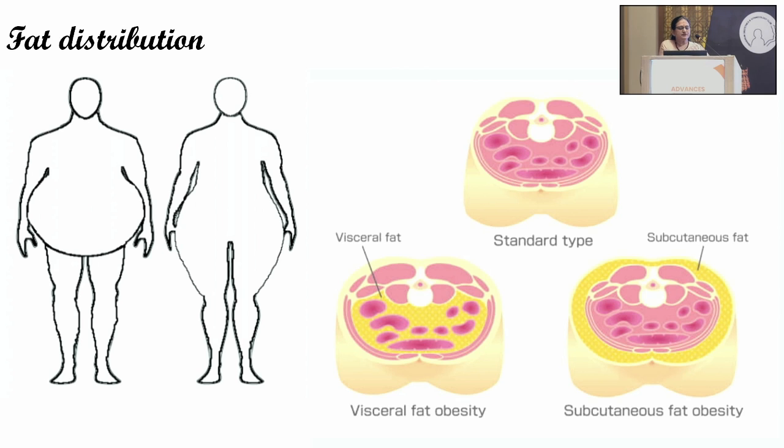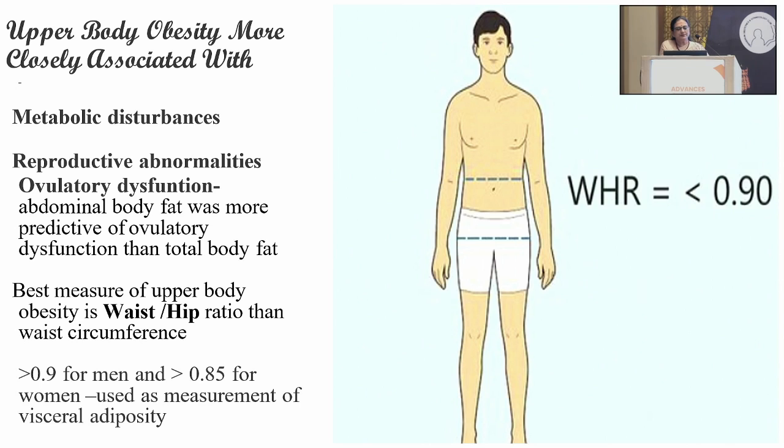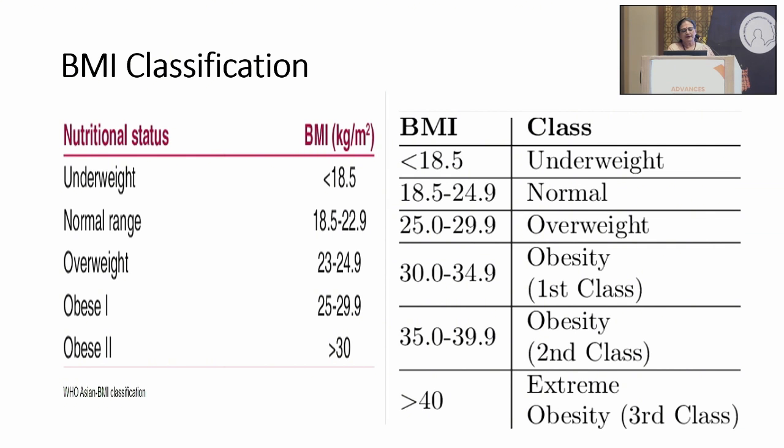Now, this is exactly what I said. You have the apple-shaped obesity and the pear-shaped obesity. We are more concerned about the apple-shaped obesity. And upper body obesity, as I already mentioned, is more closely associated with metabolic disturbances and reproductive abnormalities, including ovulatory dysfunction. And the best measure of upper body obesity is the waist-hip ratio. It should be less than 0.9 for men and less than 0.85 for females.